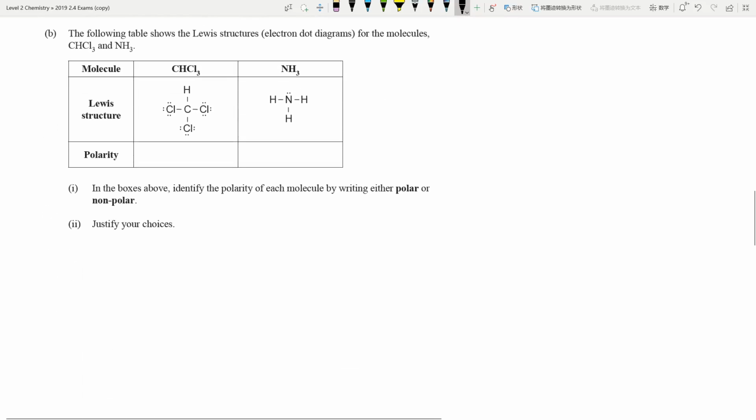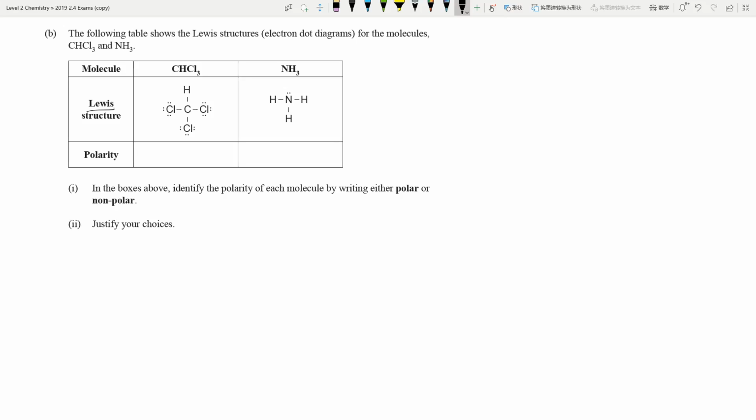So this is looking at the section on polarity. So that was shapes of molecules, this is polarity. So you need to decide. The following molecule table shows a Lewis diagram, so they have to give you these, because if you can't draw a Lewis diagram, you can't get shapes. If you can't get shapes, you can't get polarity, which is a bit unfair if you can't draw a Lewis diagram. So they gave it to you.